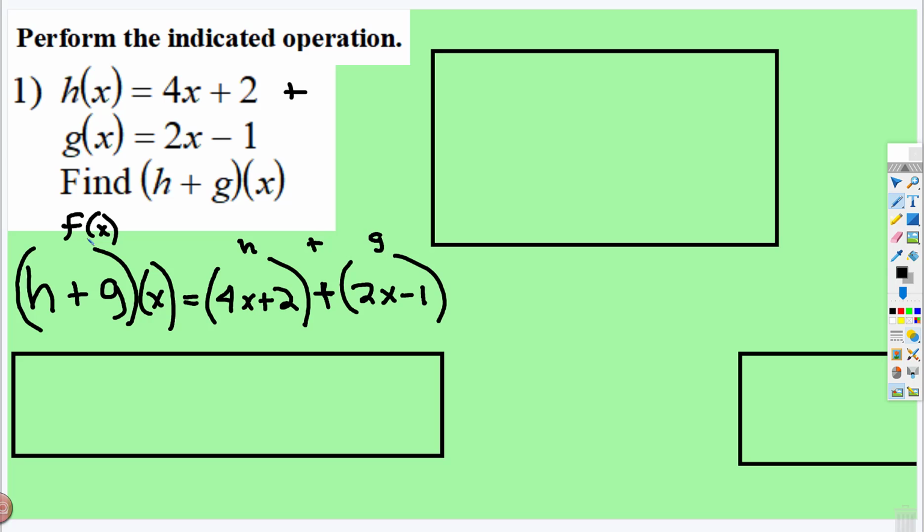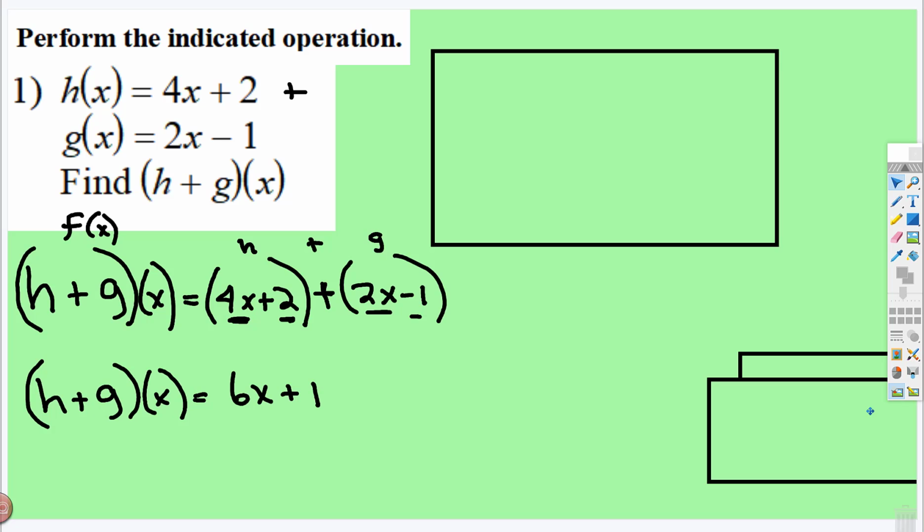All right, so then you're just going to add things together. 4x and 2x will add together. 2 and negative 1 will add together. And that is our new function. So if at the beginning you said, I'm going to let h plus g of x equal f of x, then instead of writing this each time, you could just write f of x is equal to 6x plus 1.